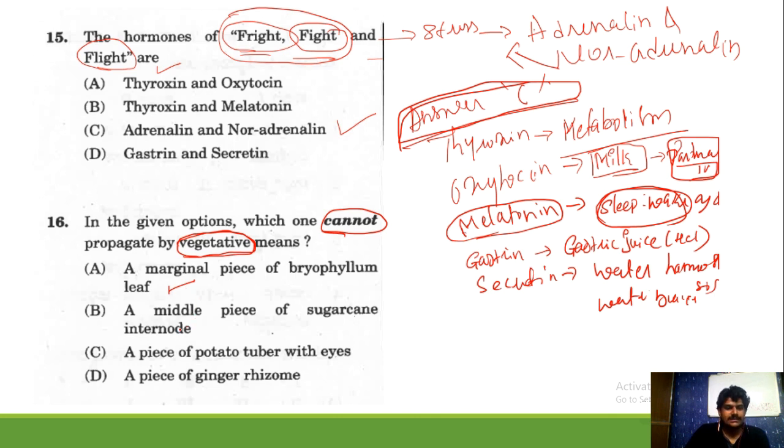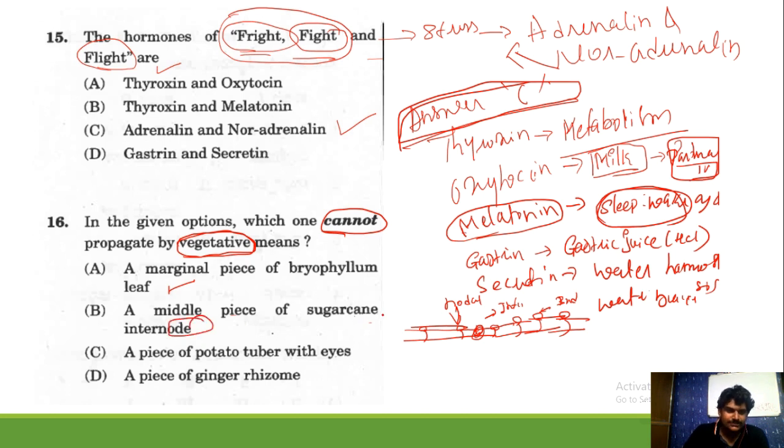Okay, then comes a middle piece of sugar cane, of internode. You have seen this. See, if this is sugar cane, where are we going to see the bud? In the nodal region. So we are not going to see any vegetative propagation here. The bud is one type of vegetative propagule, so we are not going to see any propagules over here. This is the internode, this is the nodal region, and this is the internode. Here it is given as internode, right?